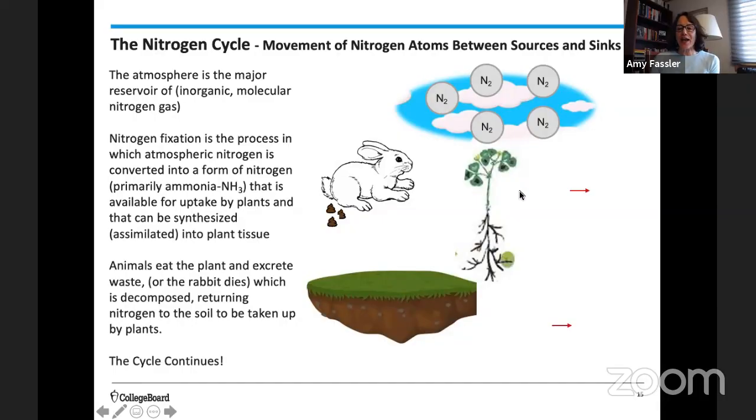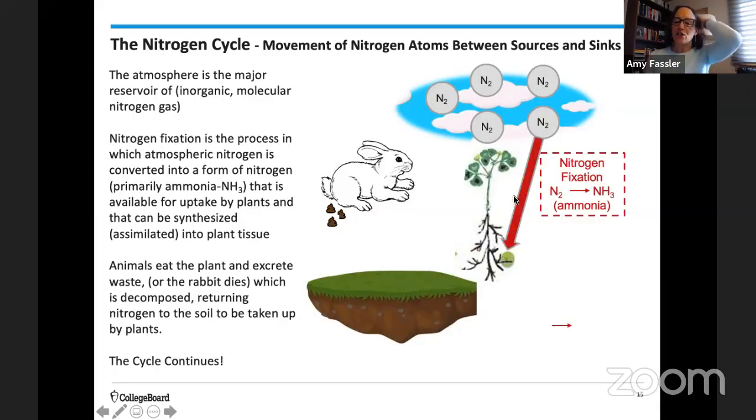The first step in the nitrogen cycle that we need to know about is called nitrogen fixation, where I'm taking atoms of molecular nitrogen gas and converting them to ammonia. By the way, if I'm going to write about or describe this process on an FRQ, I can always put the name of the chemical compound, ammonia, or I can put the formula for the chemical compound, NH3. And if you remember when you first studied the nitrogen cycle, this seems pretty straightforward when I look at it.